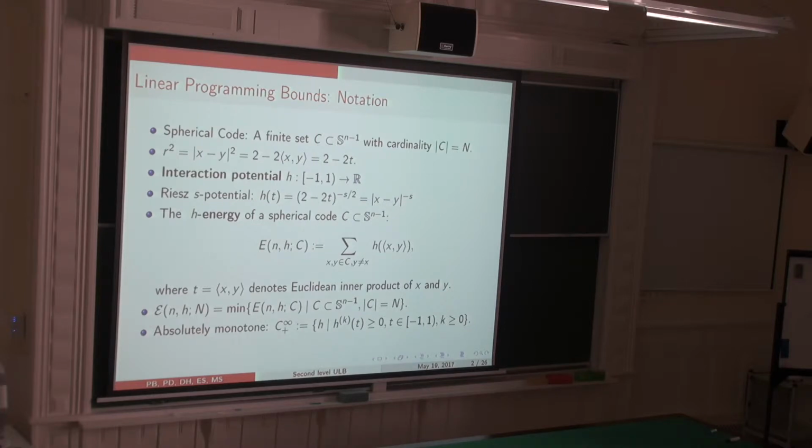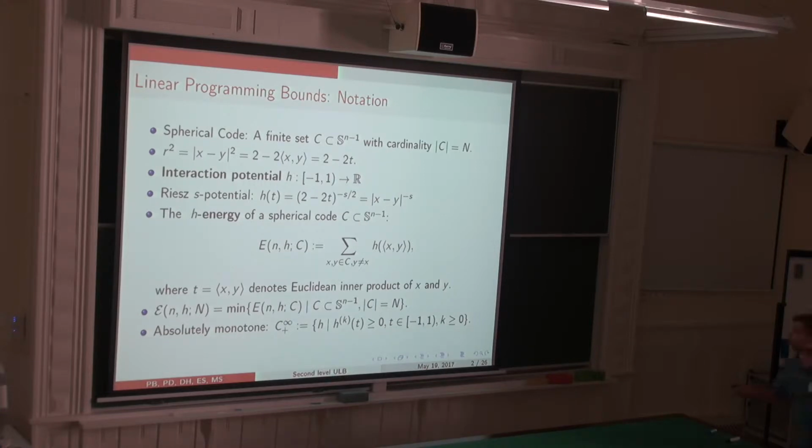So we form the energy first. The h-energy is just the sum of h of the inner product over all possible distinct inner products within the code. And then the Levenshtein problem would be to maximize the sum of all possible distances on the sphere. For the best packing, as s approaches infinity, only the closest pair will actually matter. That is why we are maximizing the minimum distance, and this is the so-called Tammes problem that Oleg talked about in his presentation.